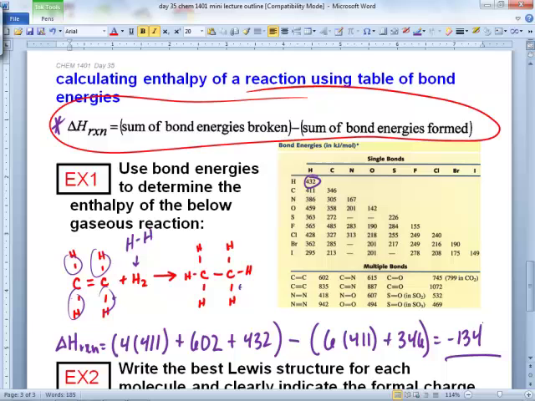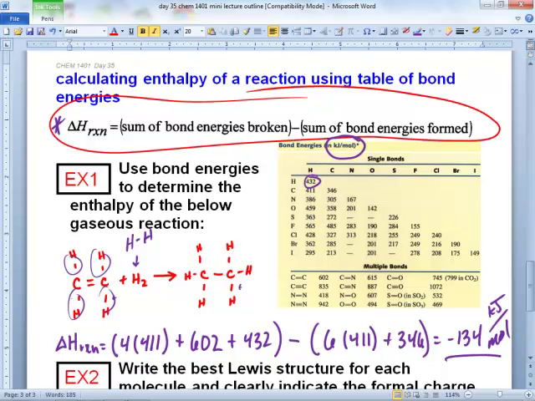Negative 134. So, you don't want to lose points, though, for no units. Just look at the table. Kilojoules per mole. Yeah. Okay. It's not so bad.